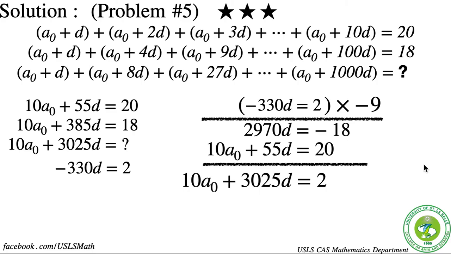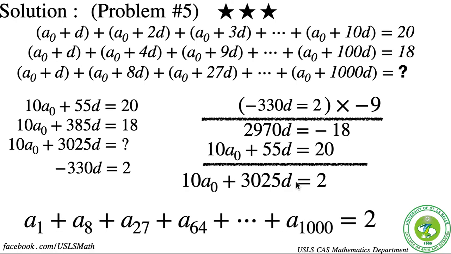So wait, if you can notice and you'll observe, this 10 a sub 0 plus 3025d is our third equation, the one that we are finding the value with. But here, it has a value on the right hand side. Meaning this is the answer already. The answer is positive 2 because 10 a sub 0 plus 3025d is exactly the same as the one that we want to compute. So this is the one we're looking for, positive 2.